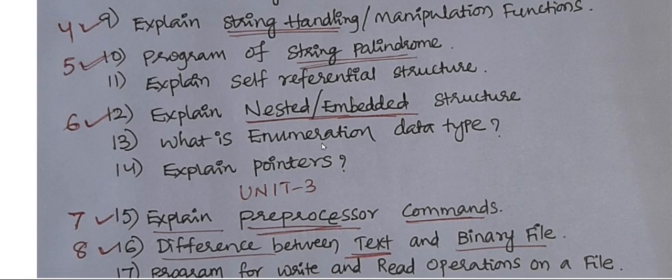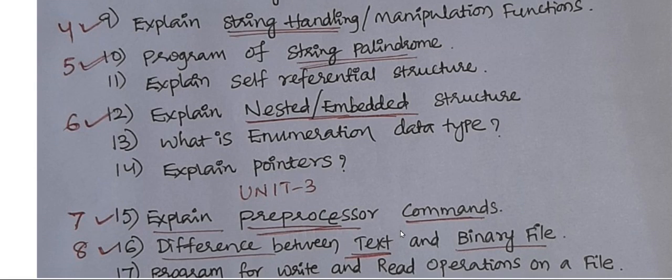Next, 13th question, what is the enumeration data type? Okay. Next, 14th, explain pointers. Okay, you should be aware of a single program. Okay, dereference pointer, single pointer, double pointer, triple pointer. What is the address? What is the pointer? Okay, you should be aware of all these things. Next, here in the pointers, you should prepare call by value, call by reference also.